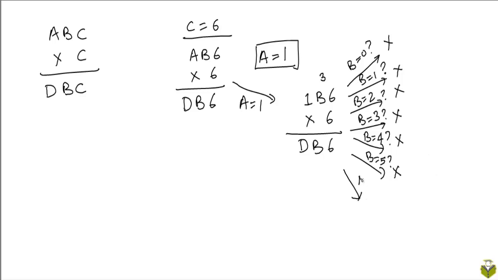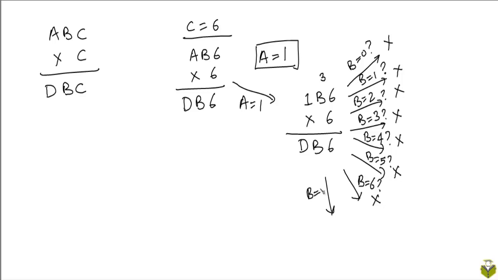Let's see if B can be equal to 6. 6 times 6 would be 36. Well, actually, we don't even need to do that. B cannot be equal to 6 because we already put C equal to 6. In fact, we didn't even need to test if B could be equal to 1 because we already put A as 1. So we can discard this possibility straight away.